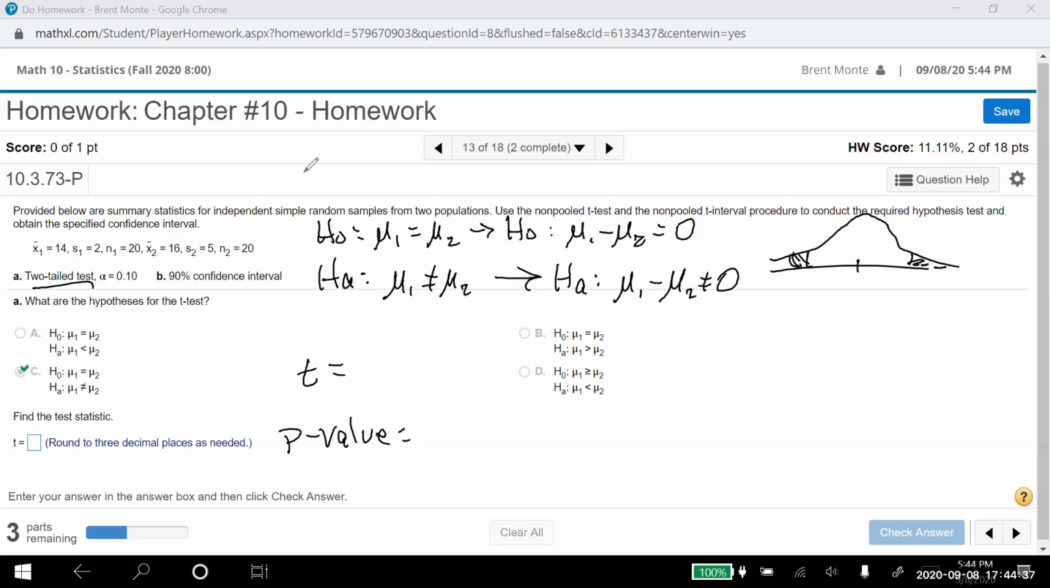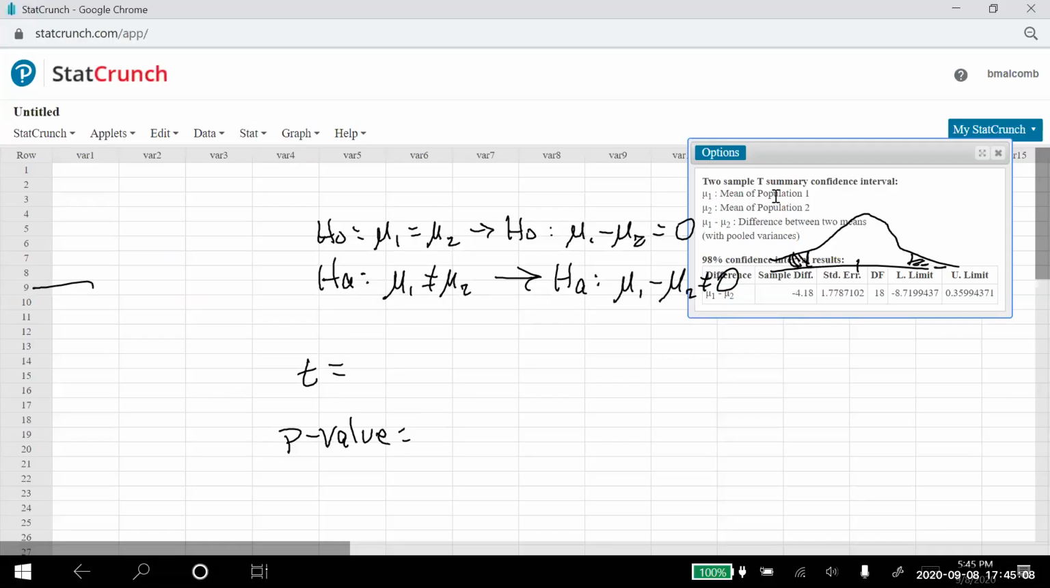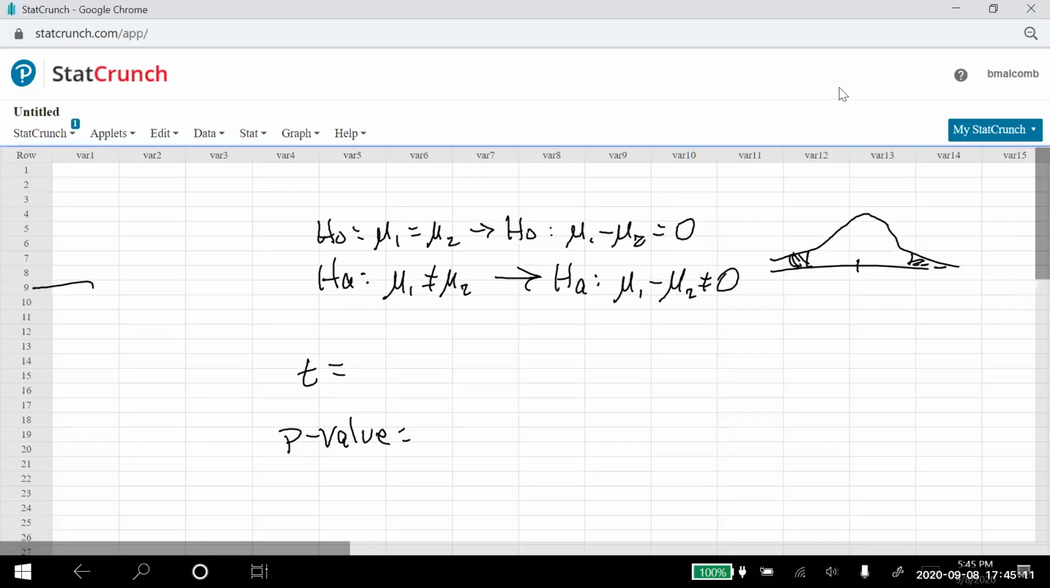So again, non-pooled. Now when I go in, I need this data, so let me jot this data down. I've got 14.2 and the sample size is 20. For the second one, I have 16.5 and 20. All right, let's take a look. Let's jump in. We'll open up StatCrunch again. I wonder if I can open up where I already have it. That would make life easier. Well, let's do this. We'll close that down and clear all this stuff off. No, I don't want to clear that.